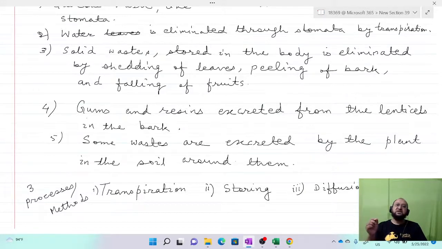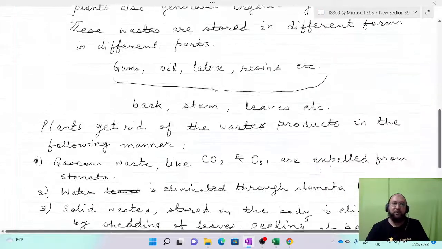And another third process on which the plants are dependent for getting rid of the waste is diffusion. Now what happens when this diffusion takes place? It takes place in stomata, exchange of gases. Like I told you earlier, carbon dioxide is produced during respiration, and oxygen is produced during photosynthesis. These are the metabolic waste, and these are lost through stomata. Okay, so these are the different ways.